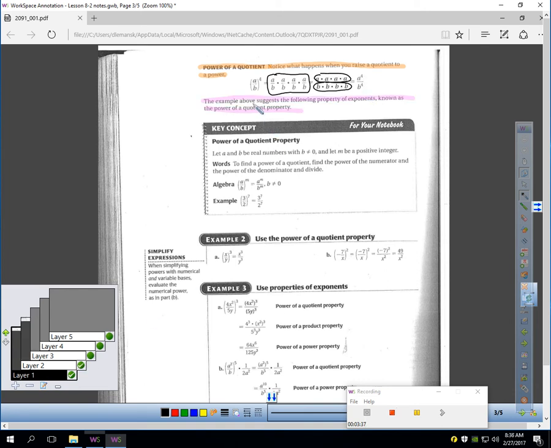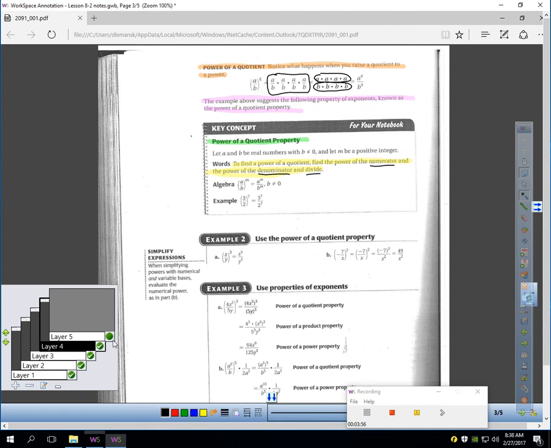The above example suggests the following property of exponents known as the power of a quotient property. To find the power of a quotient, find the power of the numerator and the power of the denominator and divide. So in other words, this is saying you have to apply the exponent to the numerator and the denominator, and then you can try to divide at the end if they have the same base.